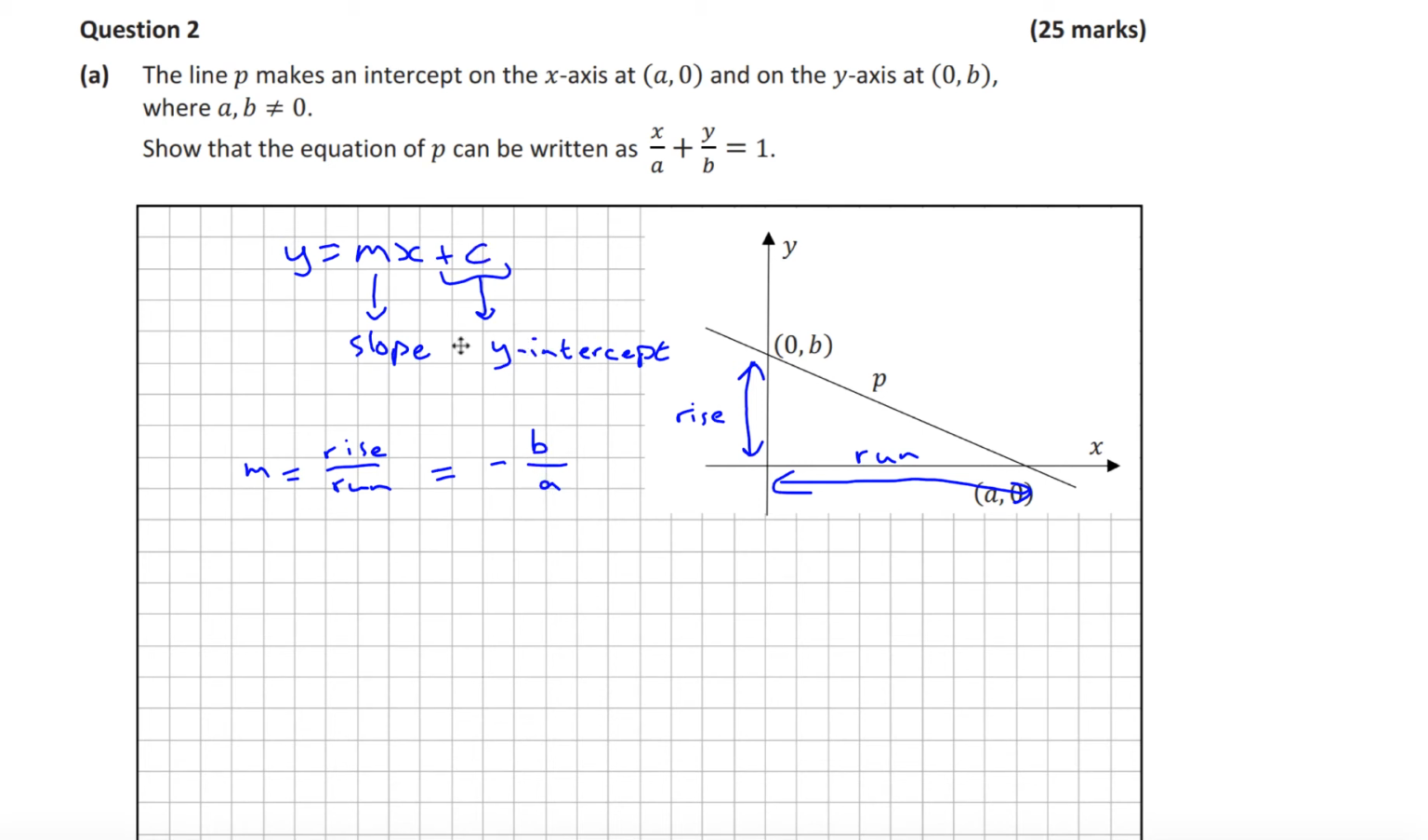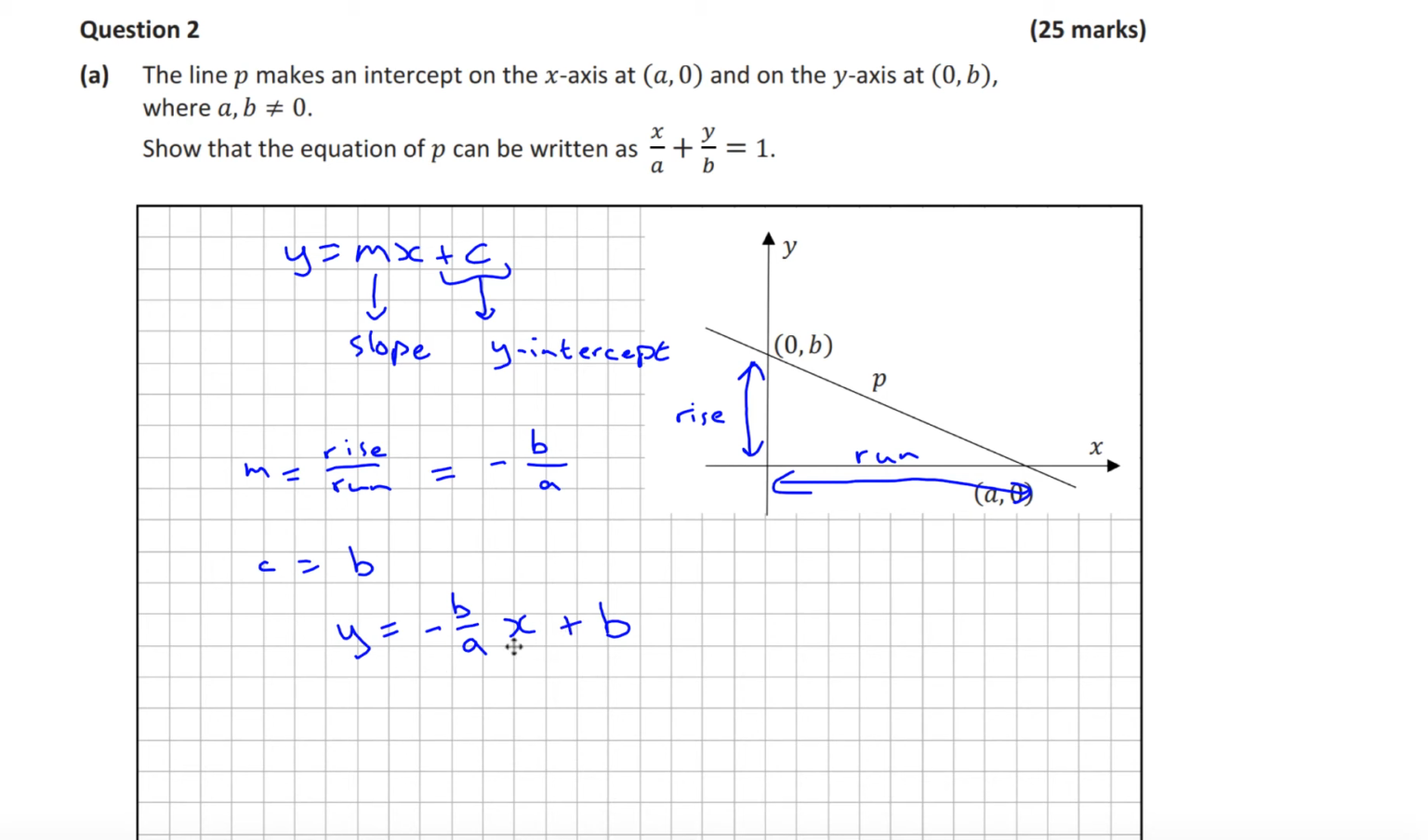The y-intercept, c, is given to you in the question. It's the point (0, b). So in our case, the y-intercept is actually b. Now we can plug those values into our equation. So y is equal to mx plus c. Our slope m is minus b over a, times x, plus c, and our y-intercept is b.